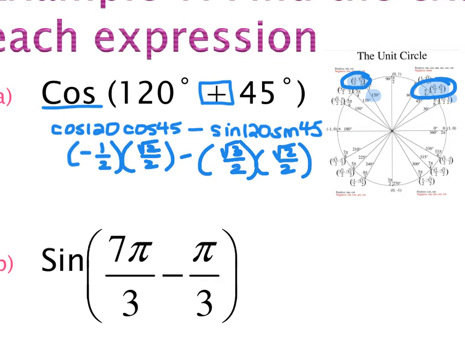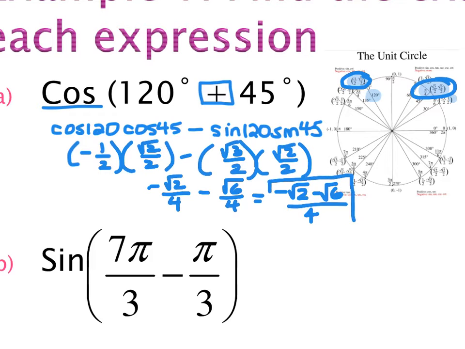So now I want to multiply the individual pairs. Negative 1/2 times root 2 over 2 is negative root 2 over 4. And then minus root 3 times root 2 is root 6 over 4. So I simplify this by putting it together under one fraction: negative root 2 minus root 6, all over 4.